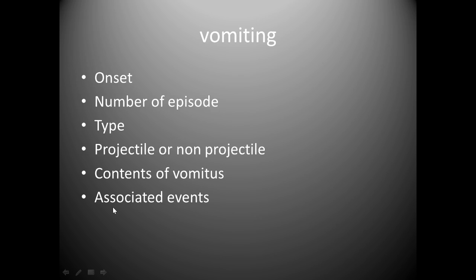Now, associated events: is vomiting associated with yellowish discoloration of skin? It can be seen in hepatitis. If there are loose stools, then it is due to gastroenteritis. If there is burning micturition, it may be due to urinary tract infection, or it can be due to a ureteric stone or renal stone.